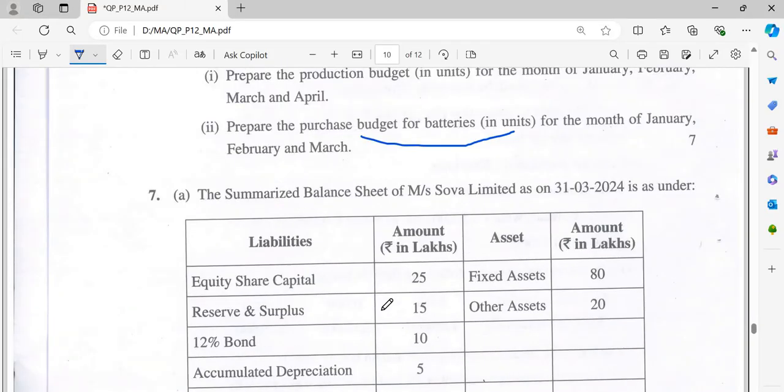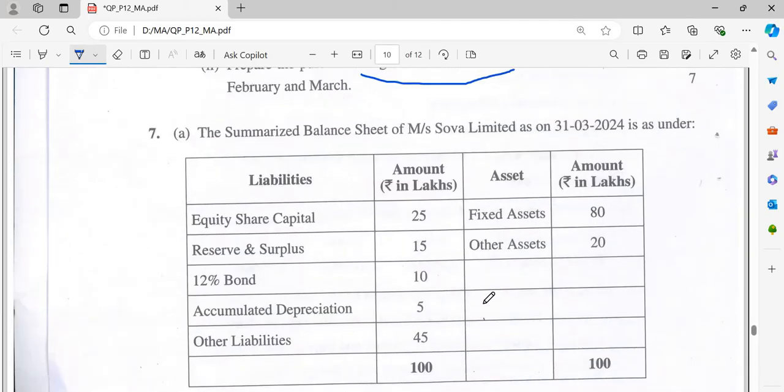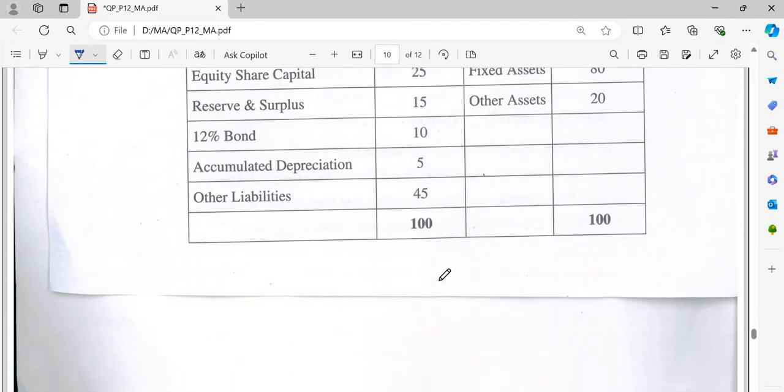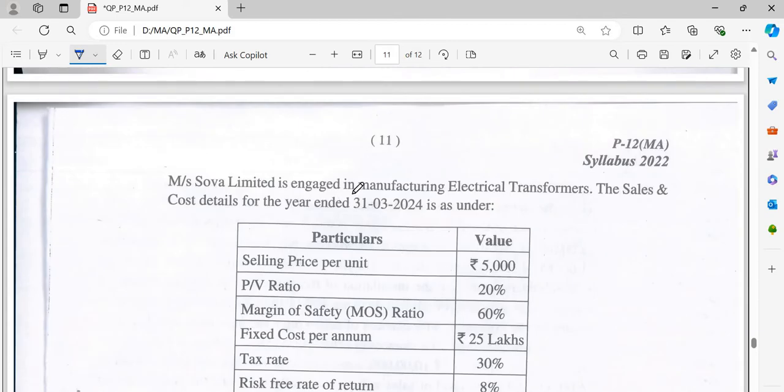Question number 7A. Summarized balance sheet of Sova Limited as on 31st March 2024 is as under. Equity share capital 25, reserves and surplus 15, everything in lakhs. 12% bond we have, accumulated depreciation, fixed assets, other liabilities we have. Sova Limited is engaged in manufacturing electrical transformers. The sales and cost details for the year 2024 are as under.